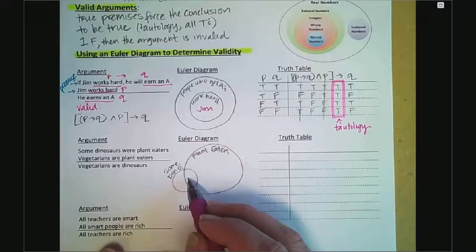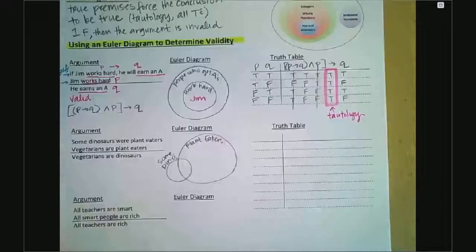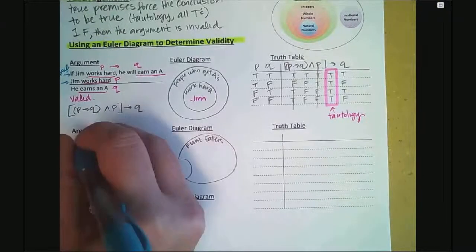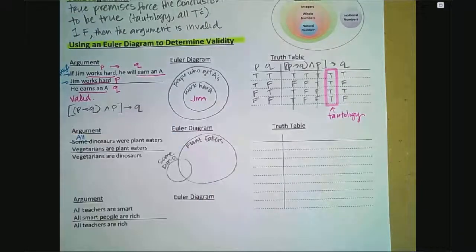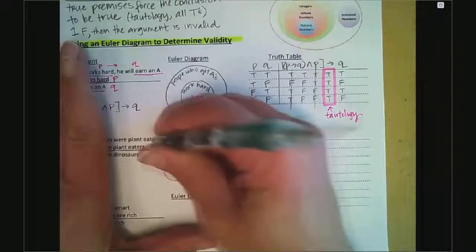Well, what if I change the language? Let's cross out some, and let's write all. If I say that all dinosaurs were plant eaters, vegetarians are plant eaters, does that fix our problem? Well, let's look at it with the Euler diagram. Just change what I have here.